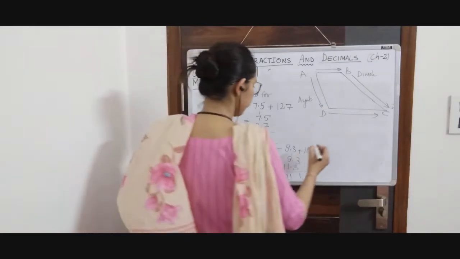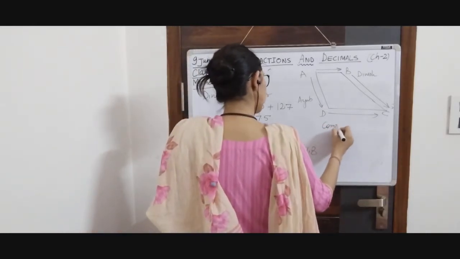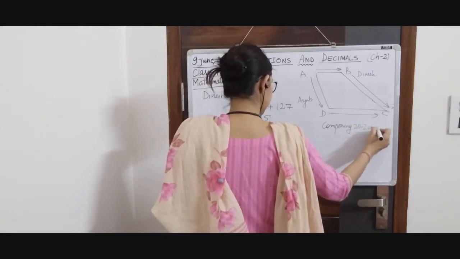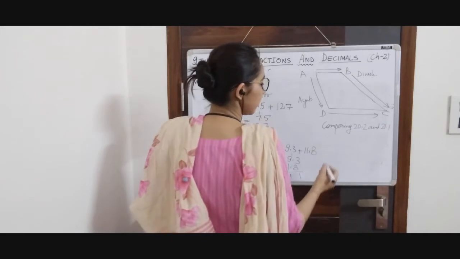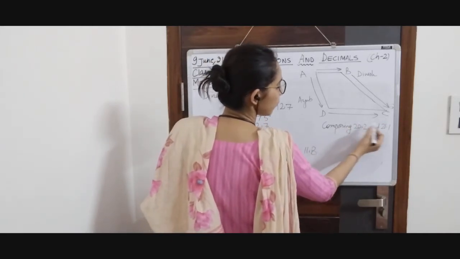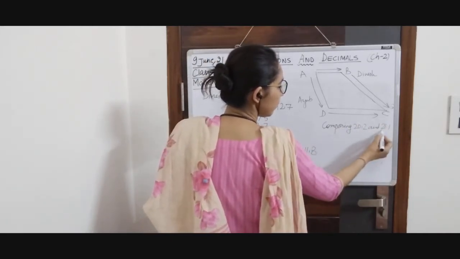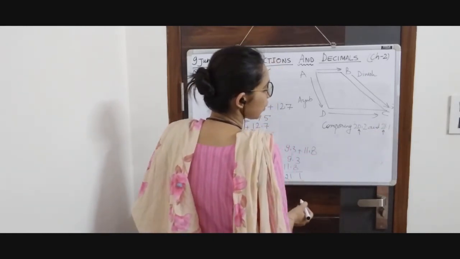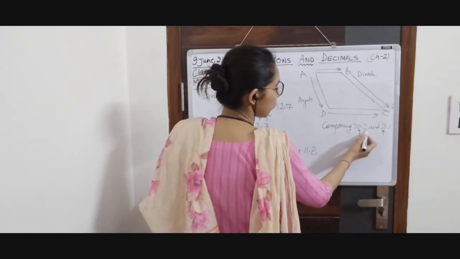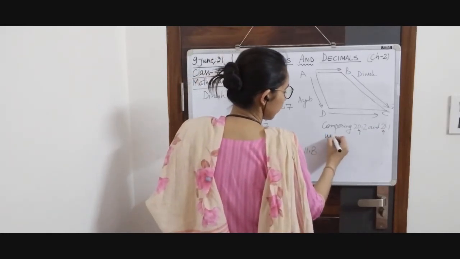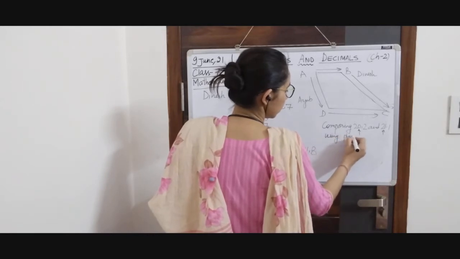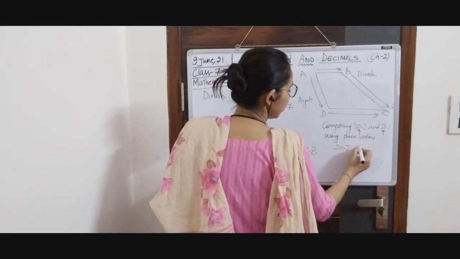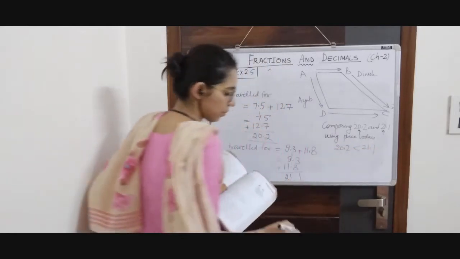We will compare 20.2 and 21.1. Okay. We'll start with the leftmost digit, the tens digit. Both are the same. Then we will move on to the ones place. The ones place of 21.1 is greater than that of 20.2. It means 20.2 is less than 21.1. By how much?